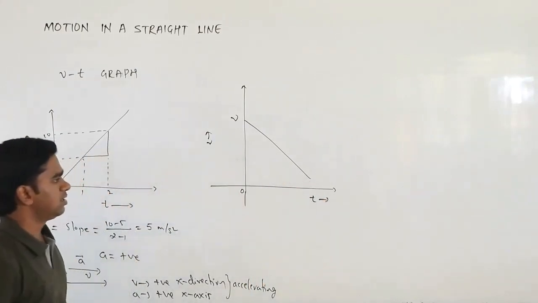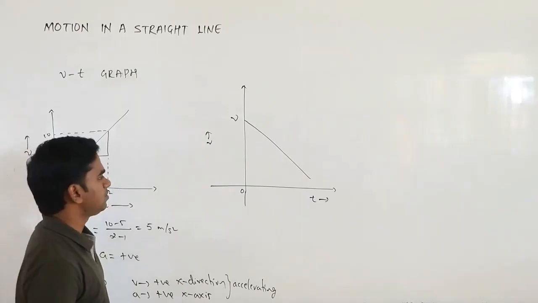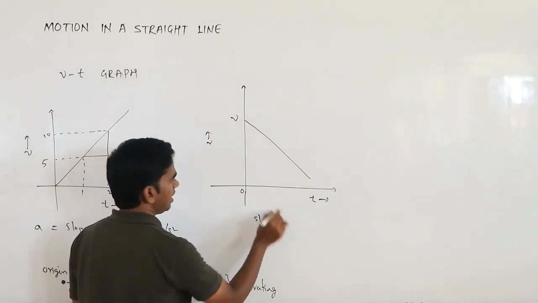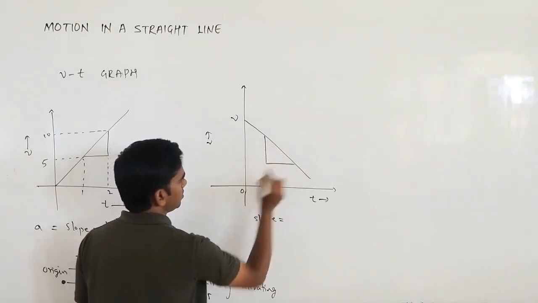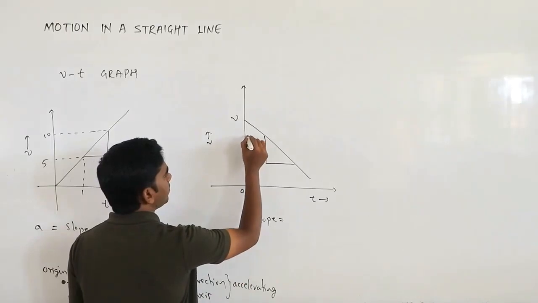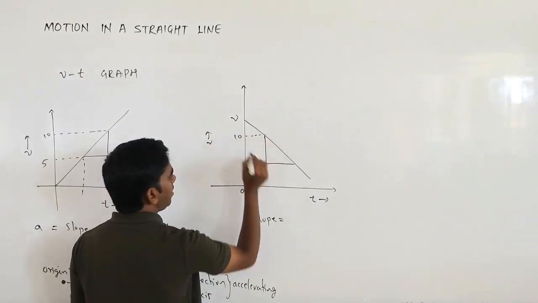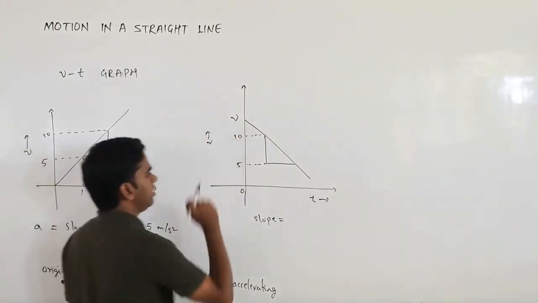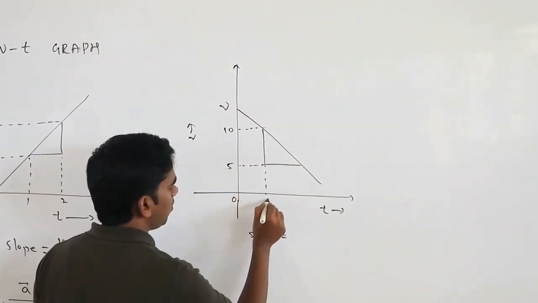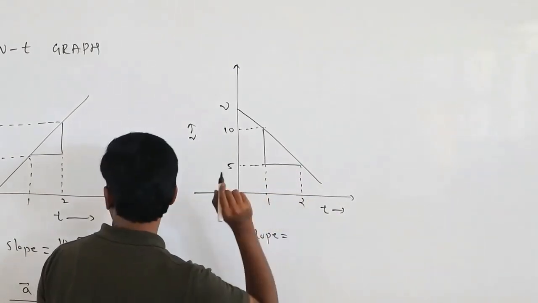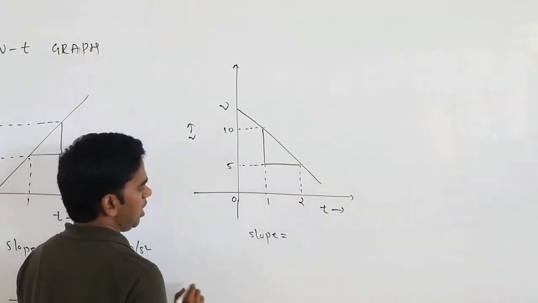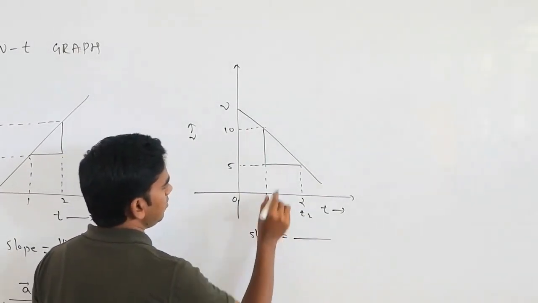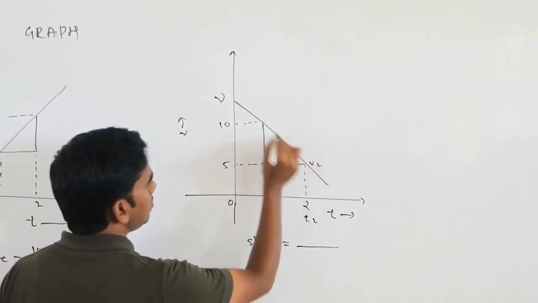The graph is decreasing. Now if I calculate the slope, this is going to be your slope. Say here it is 10, here say it is 5. In general, the values I am taking are not exactly 5 and 10. Here it is 1 second, here it is going to be 2 seconds. Now the slope is, this is T2, this is T1, this is V2, this is V1.